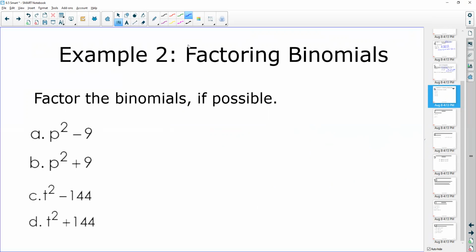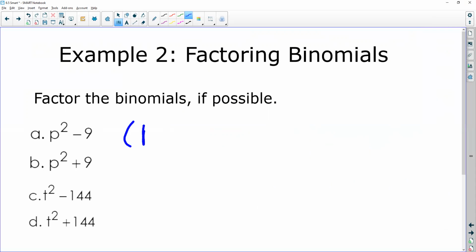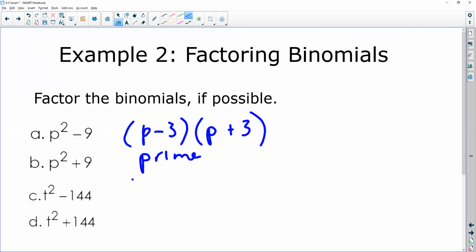So the first one is p squared minus 9. P squared is a square, 9 is a square, it's being subtracted. So it is possible. It's gonna be p minus 3, p plus 3. P squared plus 9 is not, it is prime because of the plus sign. T squared minus 144 is factorable, t minus 12, t plus 12.